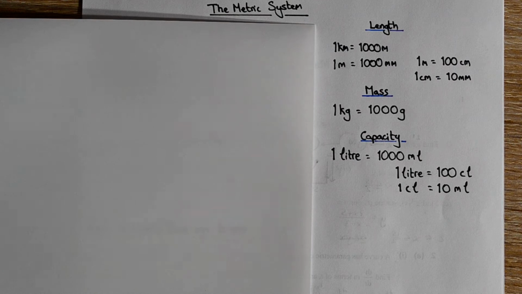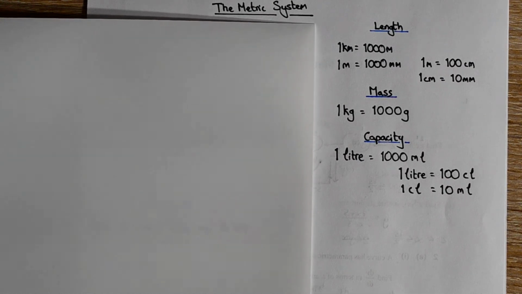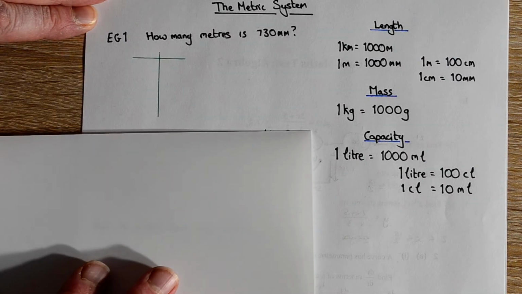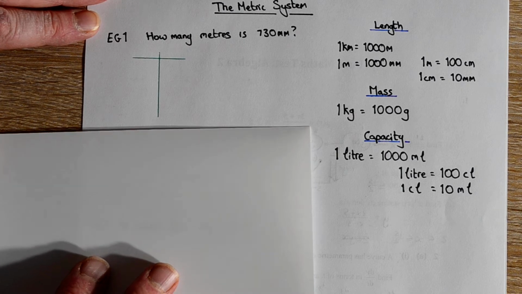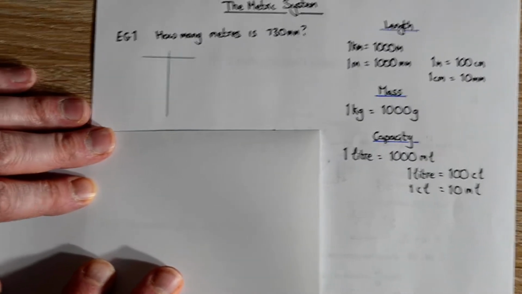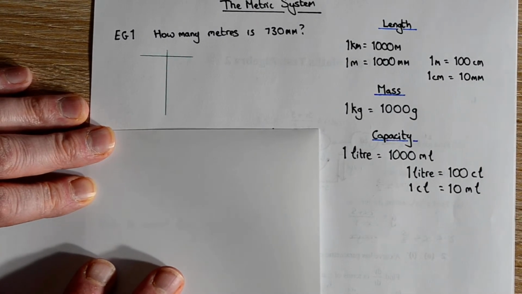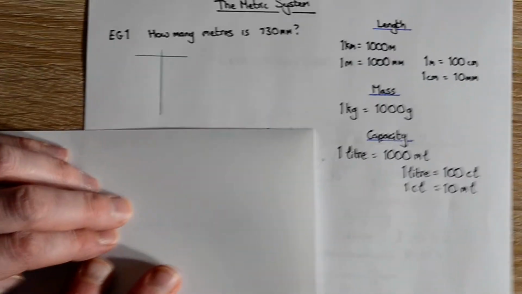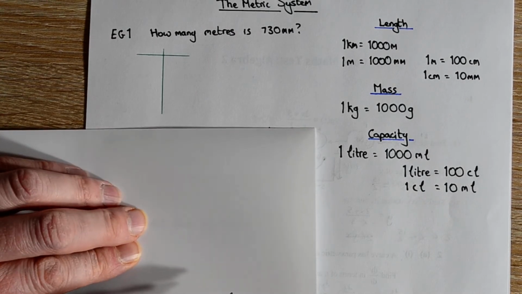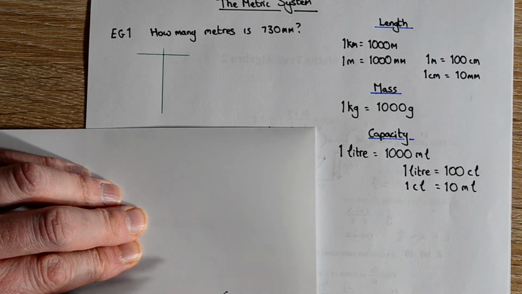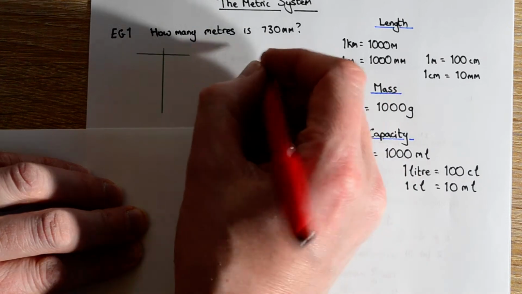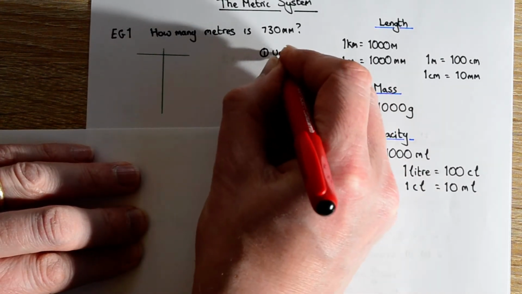Okay, what I want to do now is go on and look at how to convert between different units. So the first example we'll look at is how many meters is 730 millimeters, and the method I want you to use involves drawing a little table. Use your ruler, keep it neat, but it doesn't need to take you very long. And there's three key stages in doing the conversion with the table. And they are, first of all, put units at the top of the table.